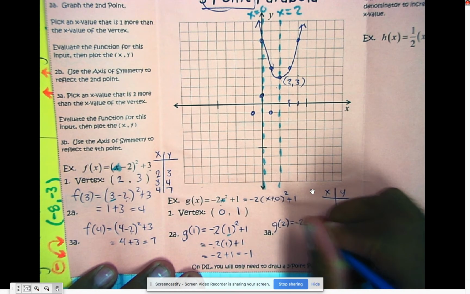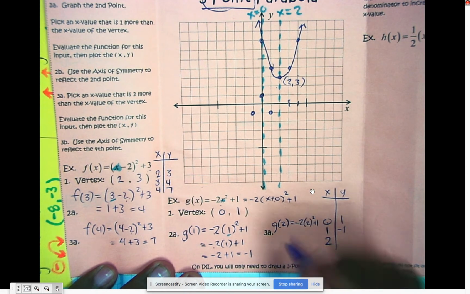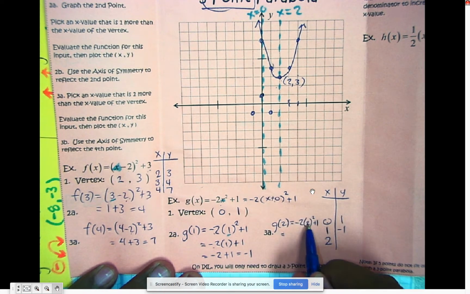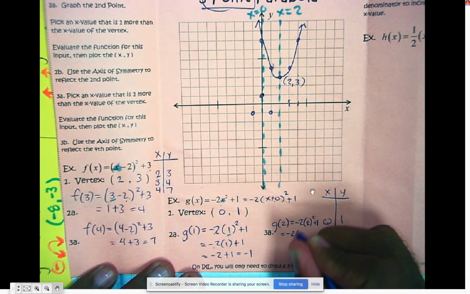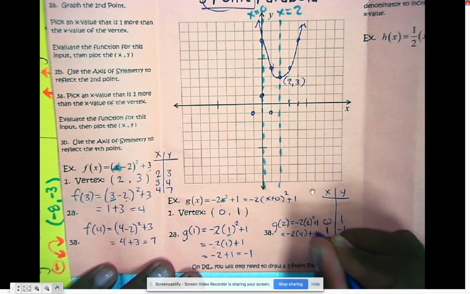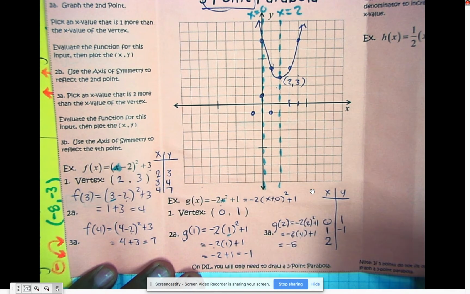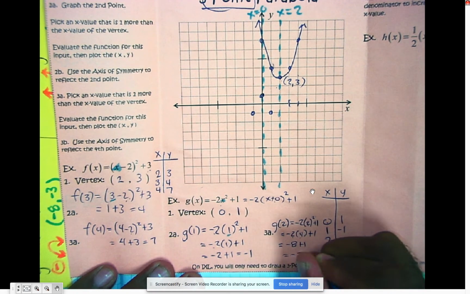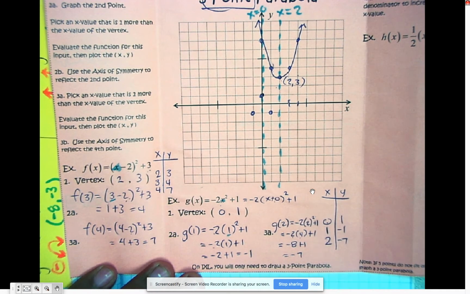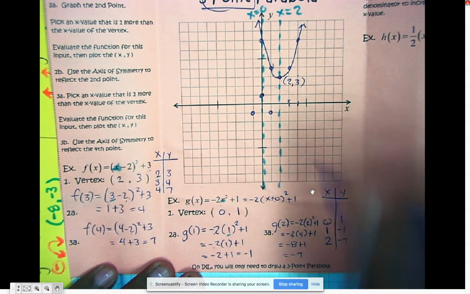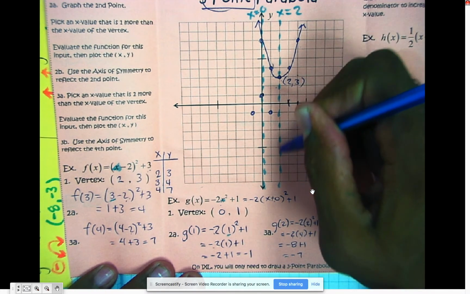-2 times 2 squared plus 1. Now remember I first do the exponents: 2 squared, which is 4. Now I multiply -2 times that 4, and get -8, plus 1, which is -7. So there's the y value for the next point: 2 and -7, all the way down here.